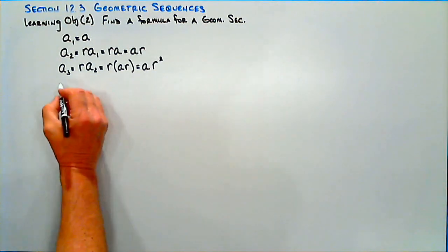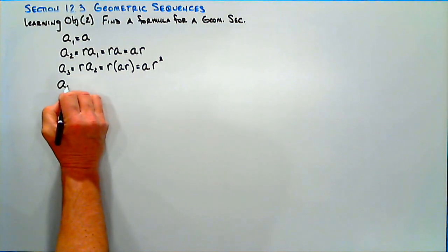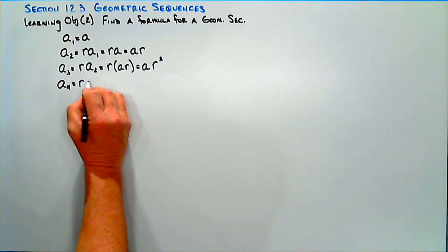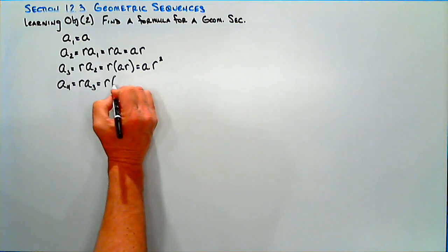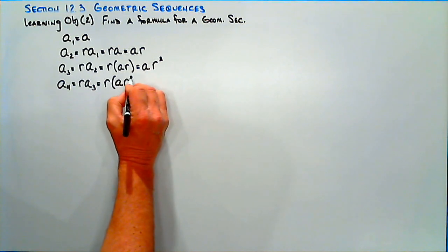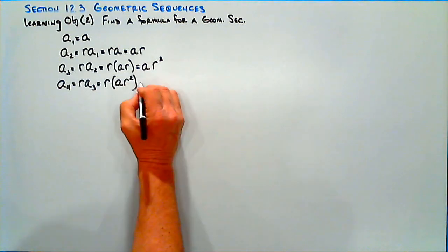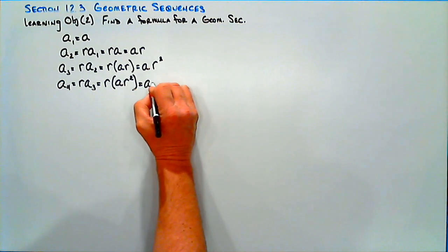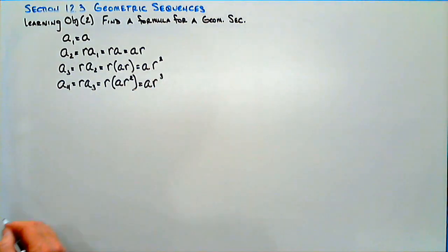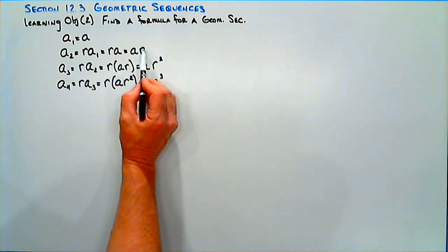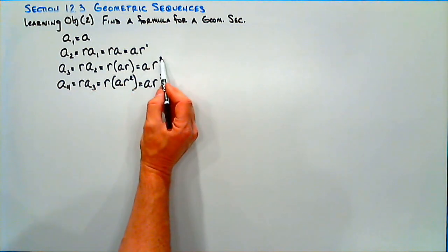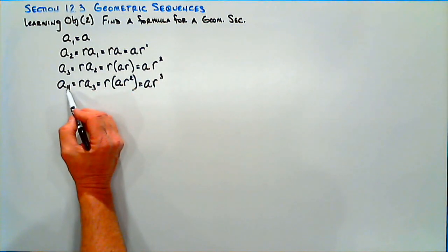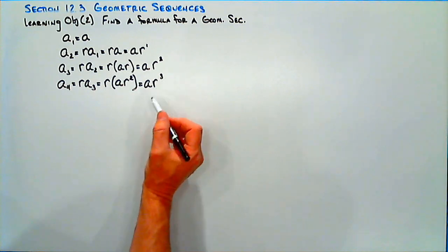Now, what's our fourth term? I think we're starting to see a pattern here. What's our fourth term? That's going to be R times our third term. That's going to be R. And our third term is AR squared. So that's going to be A times R cubed. So when we have a 2, our power on R was 1. When we have a 3 for A sub 3, our power is 2. When we have a 4 for A sub 4, our power is 3.